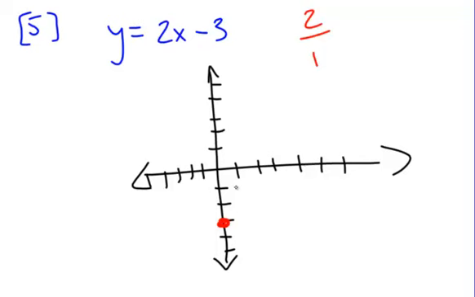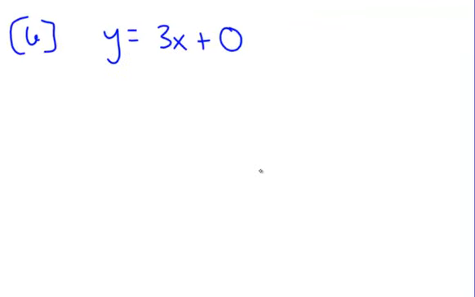So I'm going to rise 2, run 1, rise 2, run 1, and I could keep doing this, okay? And I could even go down 2 and left 1. It kind of stays in that same trend, right? And we get a nice line. And look, positive 2, positive slope. All right, try number 6 on your own.